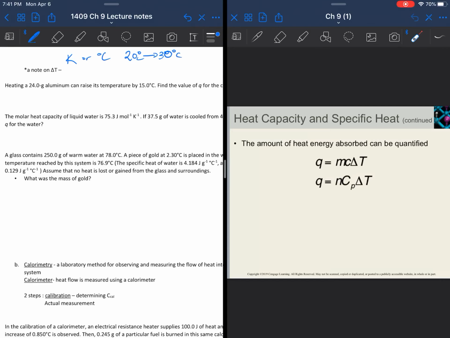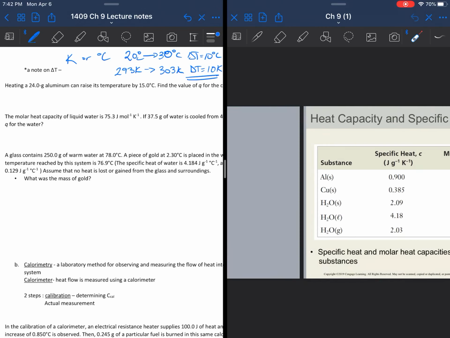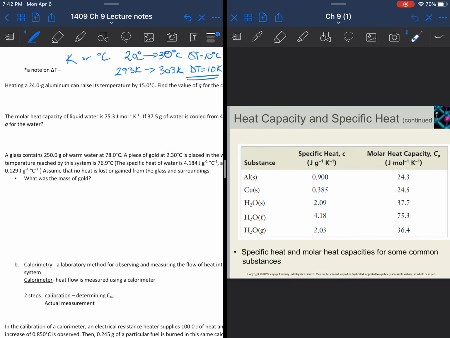Now, why is that? Let's think about a system that goes from 20 to 30 degrees C. Right, so this is Celsius, this is Celsius. Delta T would be final minus initial, and it would equal 10 degrees C. Well, let's convert those to Kelvin. 20 degrees C would be 293 Kelvin. Going to 30 degrees C, or 303 Kelvin, that would give us a delta T of 10 Kelvin. All right, so delta T does not need to be converted. You do not convert delta T.